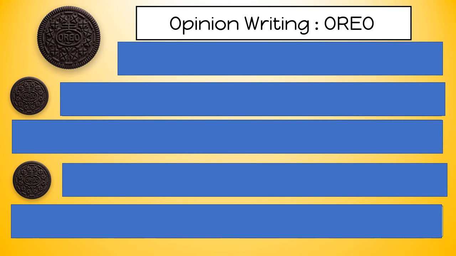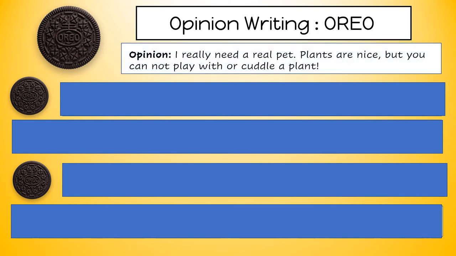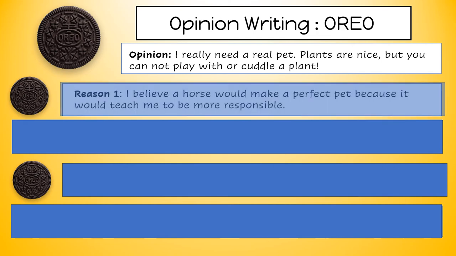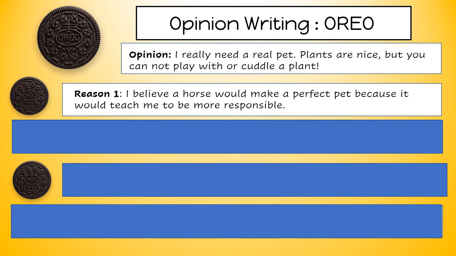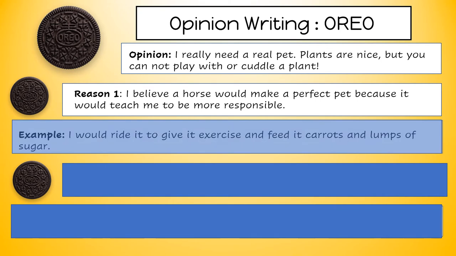I'm actually going to have 3 reasons to really try and convince her parents to buy her a pet. So her opinion was, I need a real pet. Plants are nice, but you cannot play with or cuddle a plant. Reason number 1, I believe a horse would make a perfect pet because it would teach me to be more responsible. Now she's going to back that up with an example.